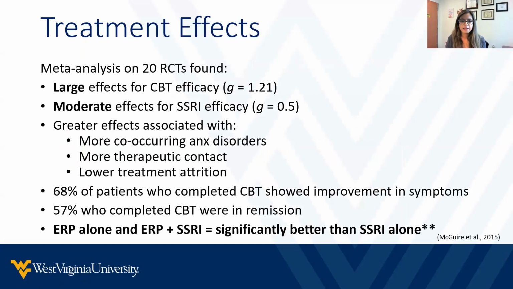So a meta-analysis of 20 RCTs found large effects for CBT efficacy and moderate effects for SSRI efficacy. And the greatest effects were associated with those who have co-occurring anxiety disorders. They were more likely to see a great effect in treatment. More therapeutic contact, as you might imagine. This takes intensive treatment. You can't just sporadically show up for therapy. You have to really consistently show up and do the homework. And then low treatment attrition.